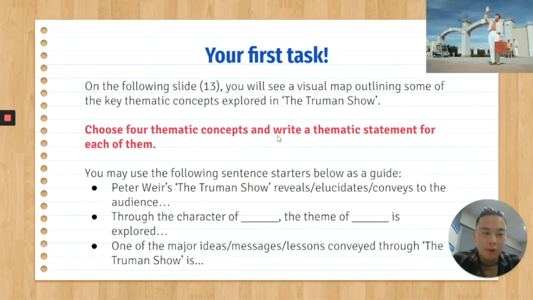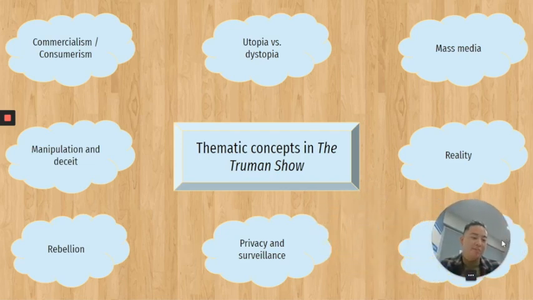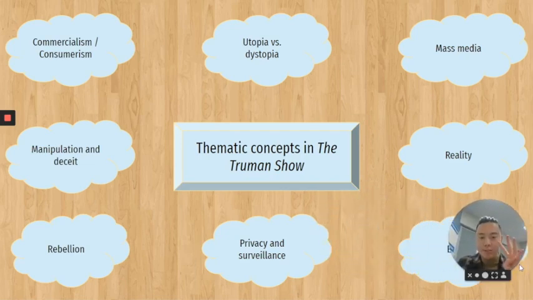So your first task yesterday was to write a couple of thematic statements based on 4 thematic concepts that you guys chose. And these were some of the thematic concepts in The Truman Show. So we have commercialism or consumerism, manipulation and deceit, rebellion, utopia versus dystopia, privacy, surveillance, mass media, reality, and ethics. So your job was to choose 4 of these thematic concepts and write me a thematic statement for each of them.